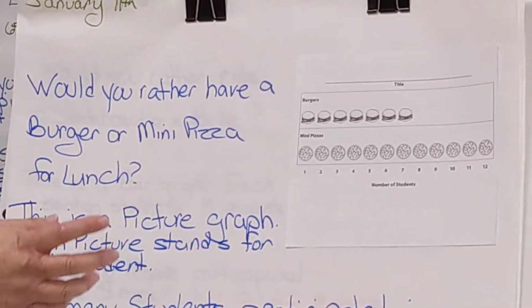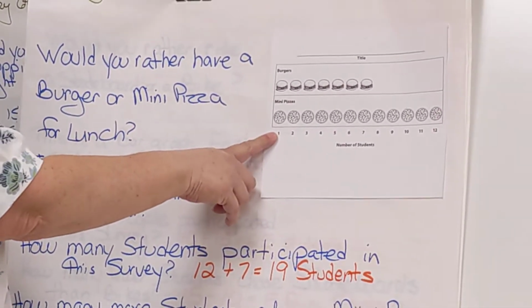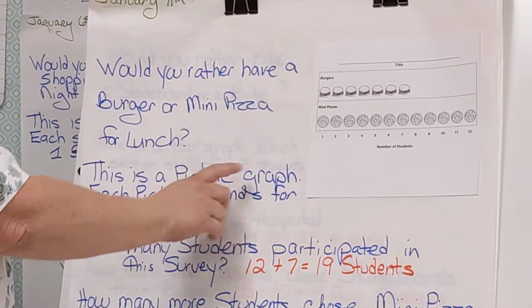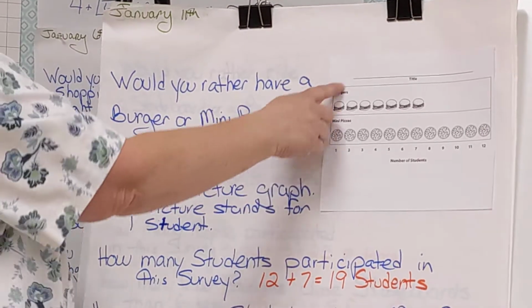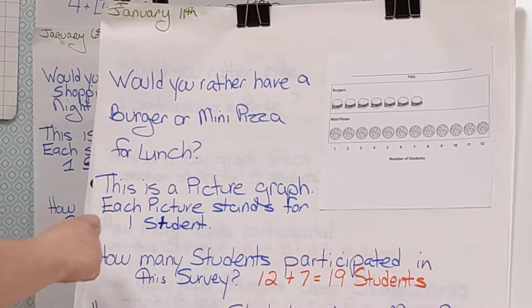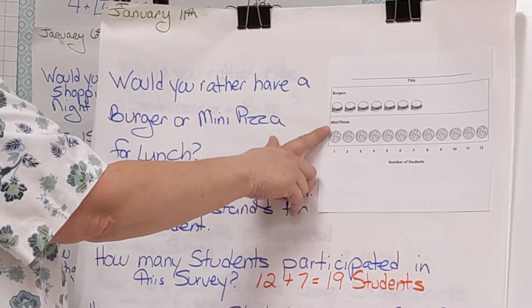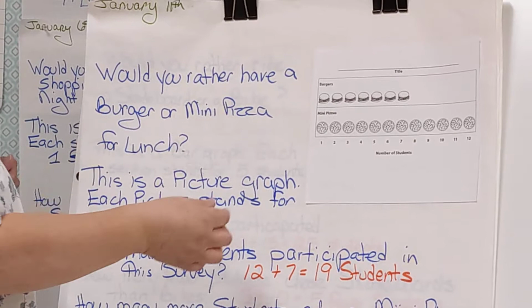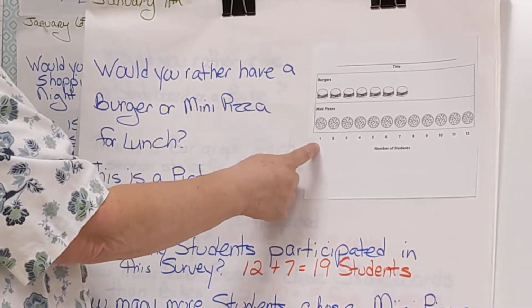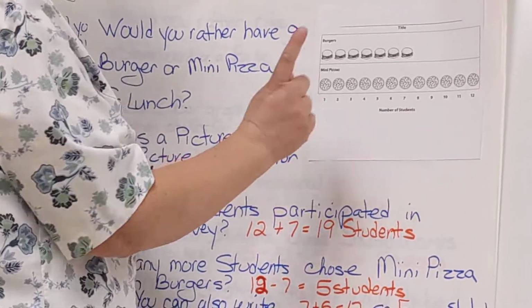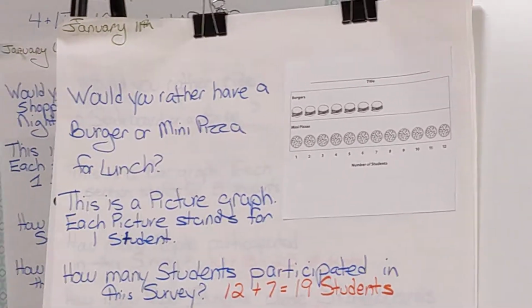So it looks like more people wanted mini pizza than burgers. Is this a picture graph? Yes, this is a picture graph because it's actual pictures of the items. Each picture stands for 1 student. Our next graph, we get to talk about multiple boxes or bars being more than 1 student. So we've answered all of those.